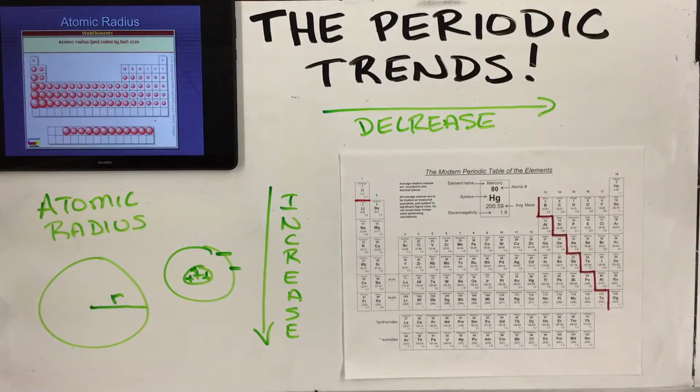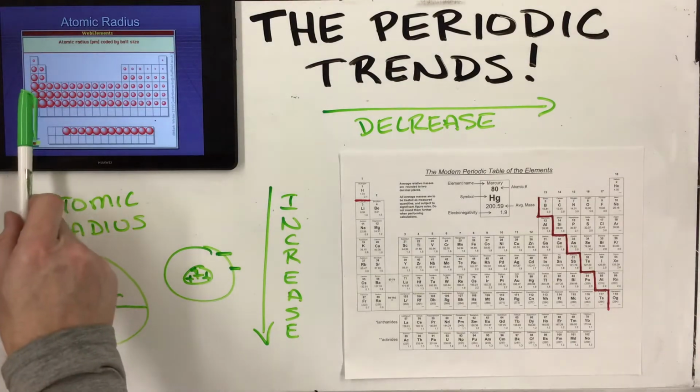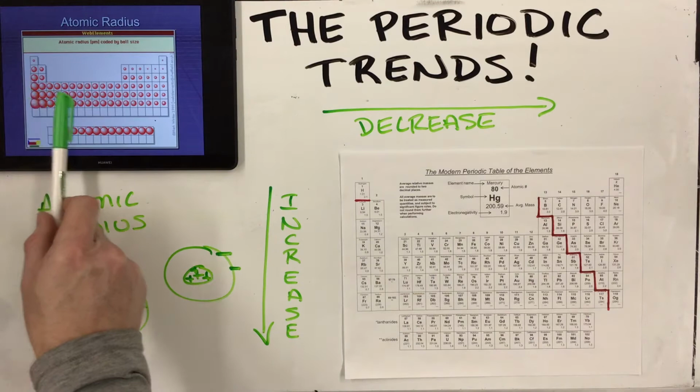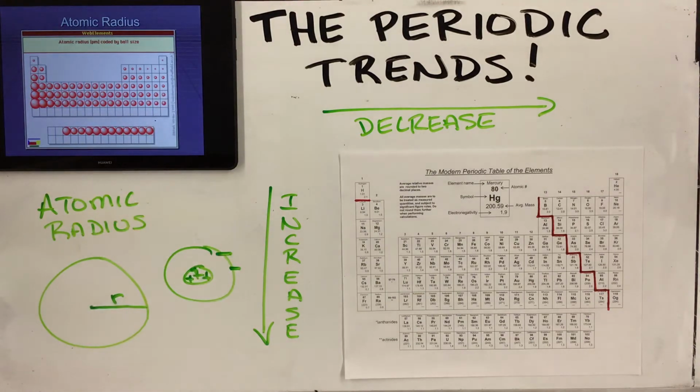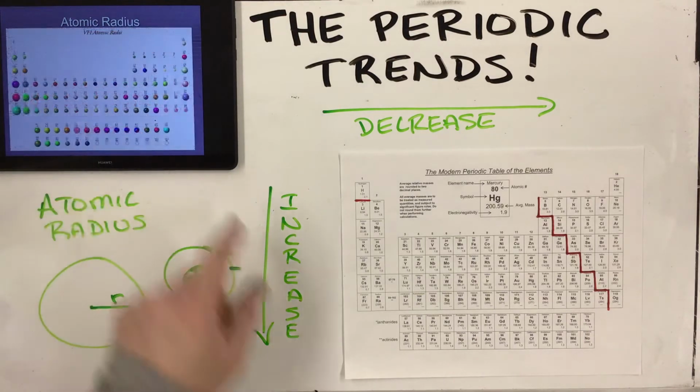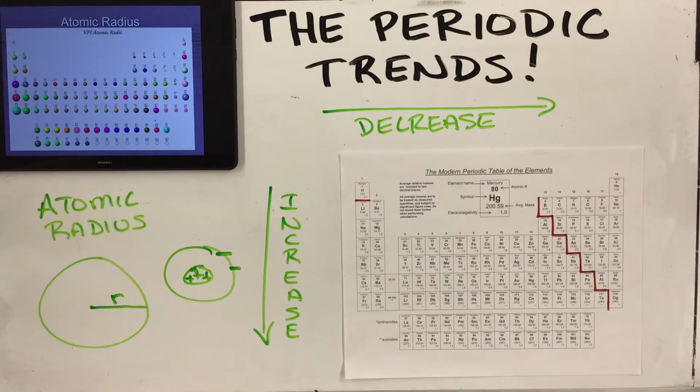So here's a very simple diagram. You can see as you go across, the atoms get progressively smaller. There are more protons in that nucleus attracting and pulling in those electrons on the outside. And there's another one there, showing different colored marbles.